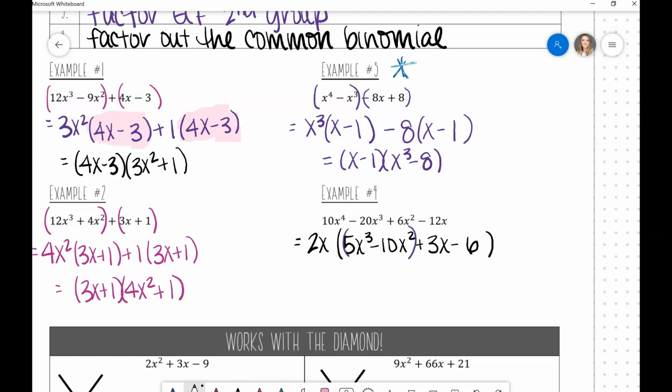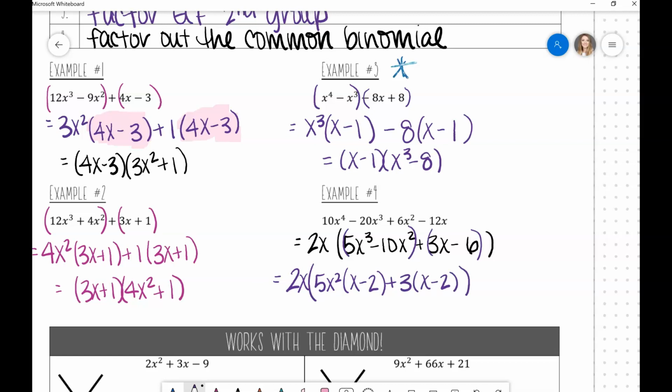Group my first two, group my second two. Again, ignoring that 2x here. Looking here, my greatest common factor of my first binomial will end up being a 5x squared. And I'm left with x minus 2. With our second binomial, I can take out a 3. I'm left with x minus 2. Now again, try to ignore that 2x.